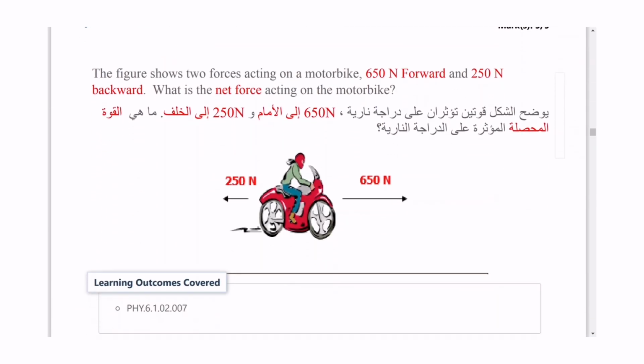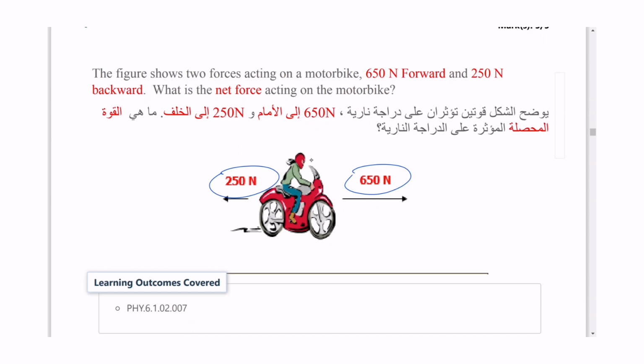Then we are discussing question number 9. The figure shows two forces acting on a motorbike, 650 Newton forward and 250 Newton backward. What is the net force acting on the motorbike? See, all the questions we have discussed up to here are very simple questions. Here you can see in this diagram, there are two forces acting, a 650 Newton force and a 250 Newton force. Both are acting in the opposite directions.